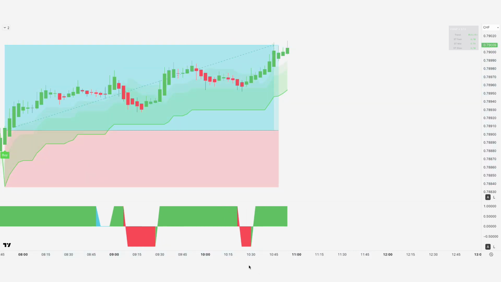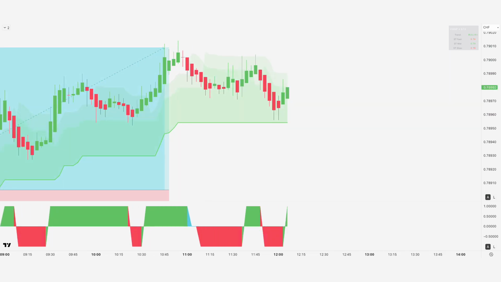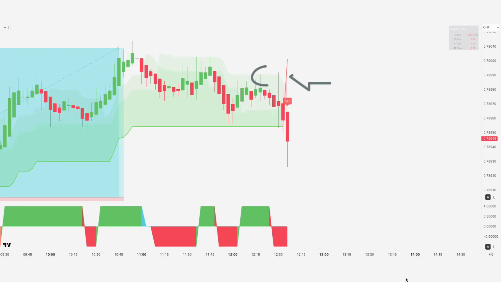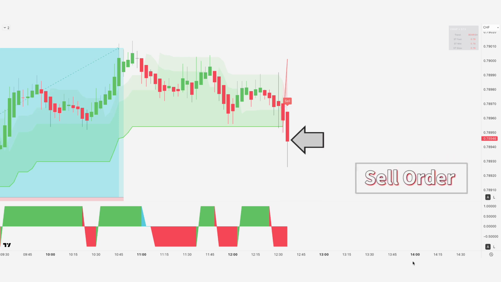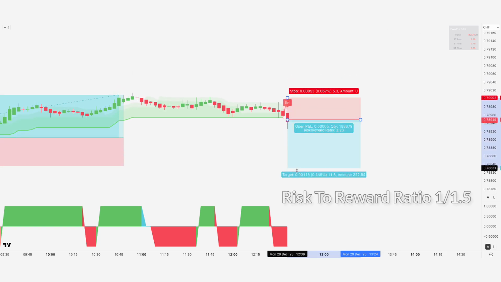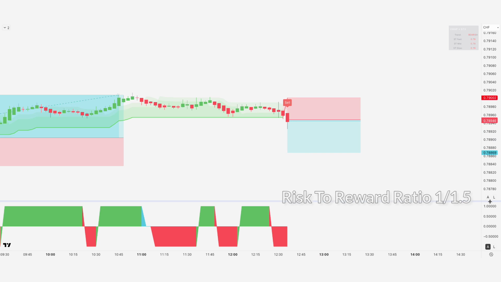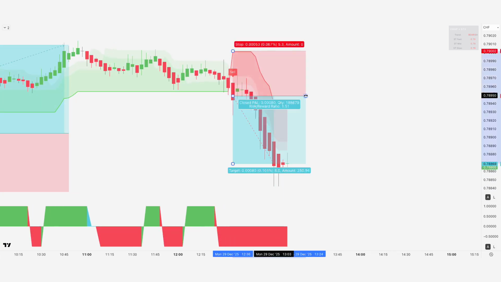Let us now understand the short position. When the UFX Pro arrow of this indicator is a sell signal, when the Vervoort Heiken Ashi shows a red area, and when the market forms a bearish candle, if this condition is fulfilled, then we will place a sell order. Our stop loss is to be placed at the red line, and the risk to reward ratio will be 1:1.5. The market has completely hit the target.